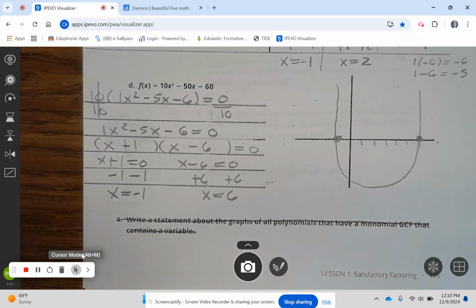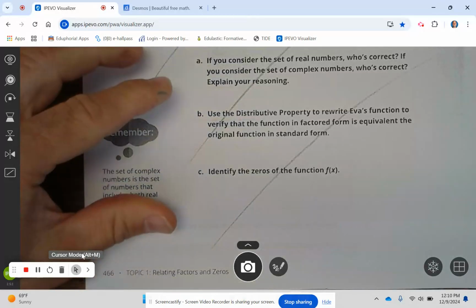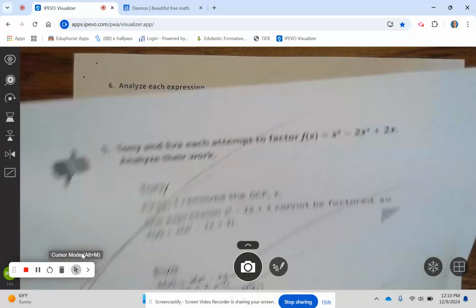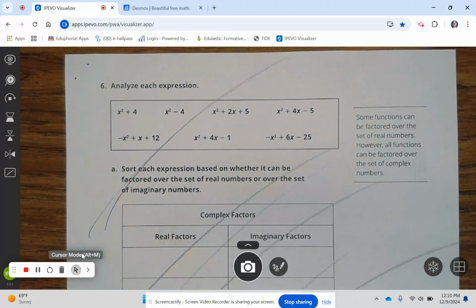Mark out 4. Let's take a look at this. Go ahead and mark out this page. Go ahead and mark out this page. Go ahead and finish up your notes. And have a wonderful Wildcat day.